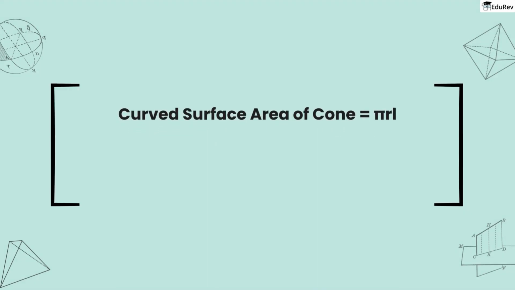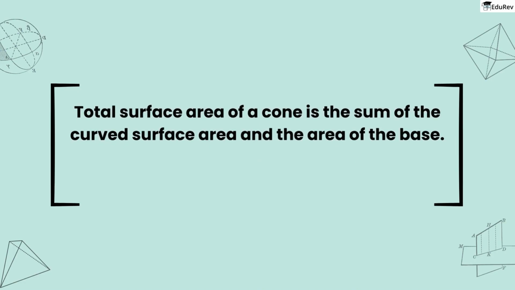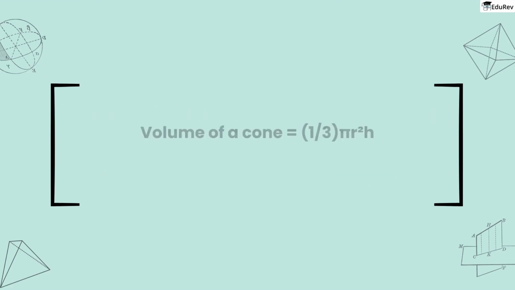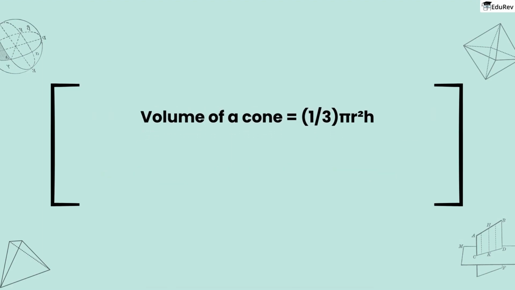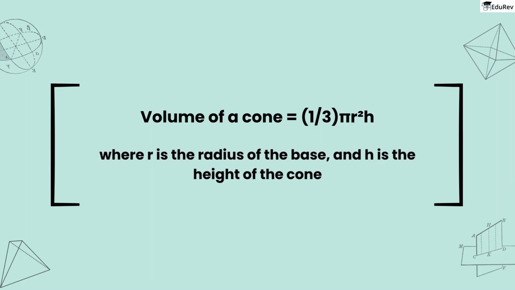Let us have a brief recap of what we have studied so far. The curved surface area of a cone is given by pi rl, where r is the radius of the base and l is the slant height of the cone. The total surface area of a cone is the sum of the curved surface area and the area of the base, which can be expressed as pi rl plus pi r squared. The volume of a cone is given by 1/3 pi r squared h, where r is the radius of the base and h is the height of the cone.